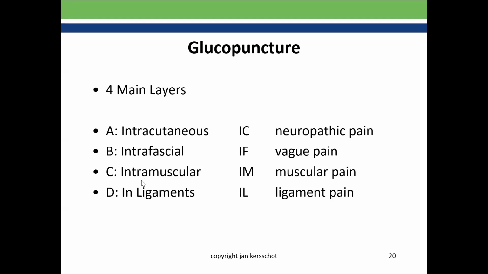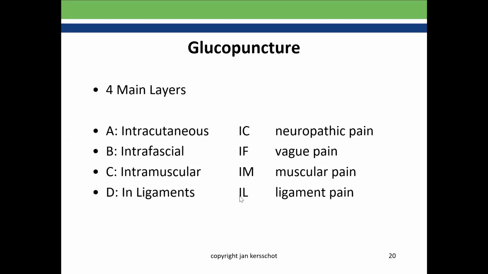Layer C, intramuscular, which means that we are going to inject into the muscle, which can be deep or less deep, depending on the muscle. And we inject in pain points and in trigger points. And layer D is in ligaments. This is mainly for ligaments which have been damaged through, for example, a car accident or a fall. Like in a whiplash, and then we inject specifically in the ligaments.